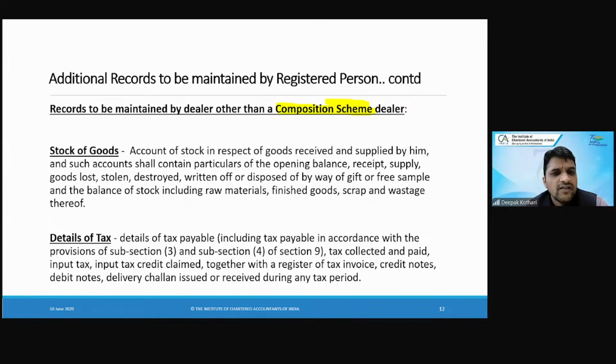So, can you tell me why he should maintain the details of goods which are disposed of by way of gift or free sample? See, other things we understand, whether it is lost or something, that is fine, so that he will get to know the closing stock. But why are the details of goods disposed of by way of gift or free sample required?